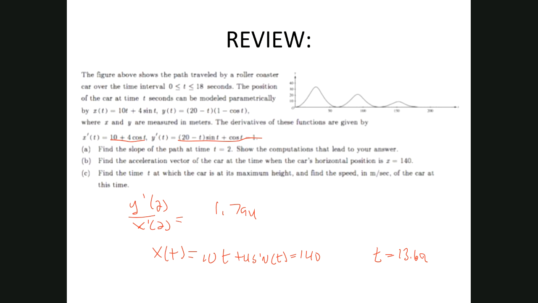And then the last problem, it says find the time t at which the car is at its maximum height and find the speed. Okay, so we want to find the maximum height there. So this time I'm just dealing with y prime of t, and when it's at its maximum height, shouldn't y prime of t equal 0? So then I just set y prime of t equal to 0, and I solved, and that is it.